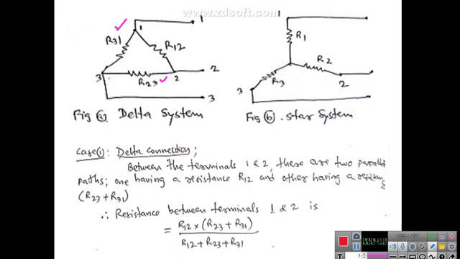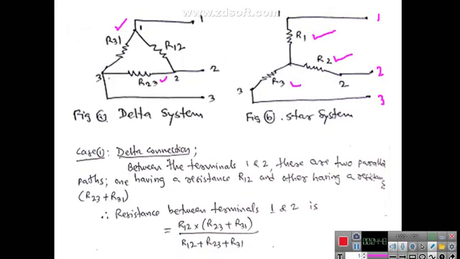Suppose you want to transform this delta system in the given network into a star system, then you replace this delta by a star equivalent. This is terminal 1, this is terminal 2, this is terminal 3. The resistance in the star system at terminal 1 is R1. Similarly, R2 at terminal 2 and R3 at terminal 3.